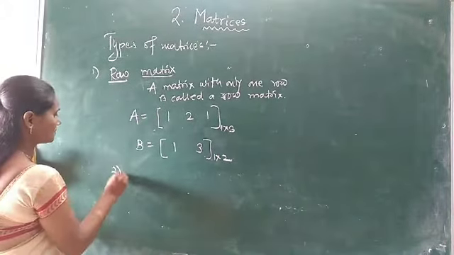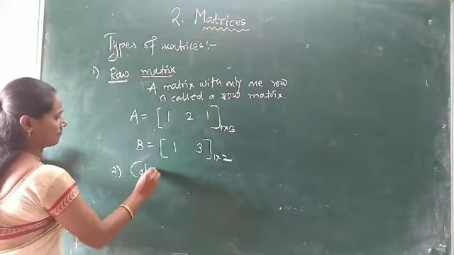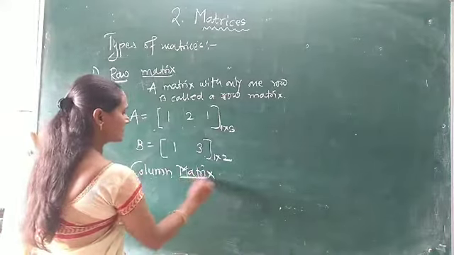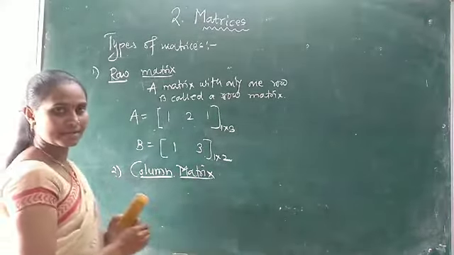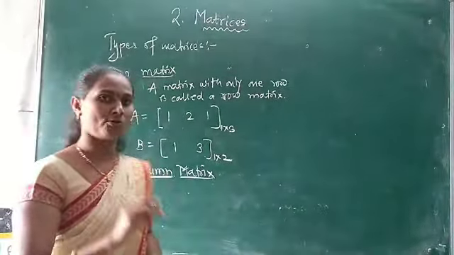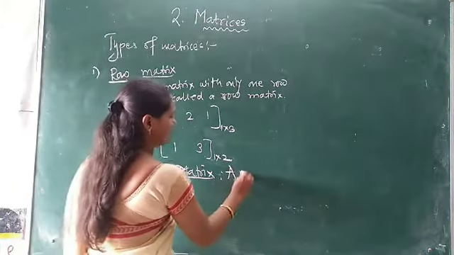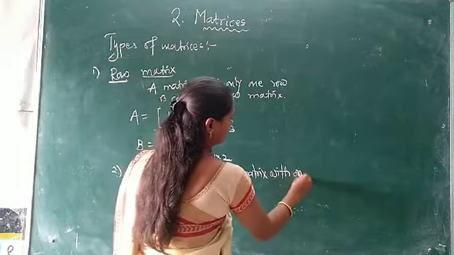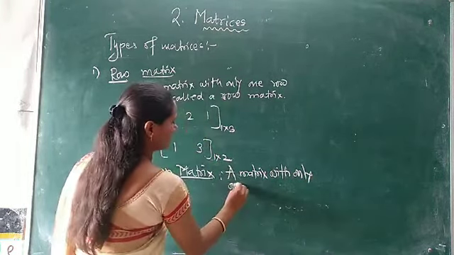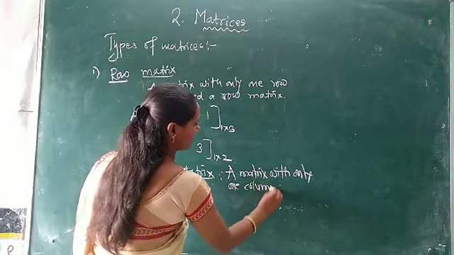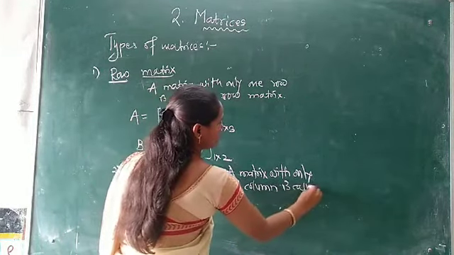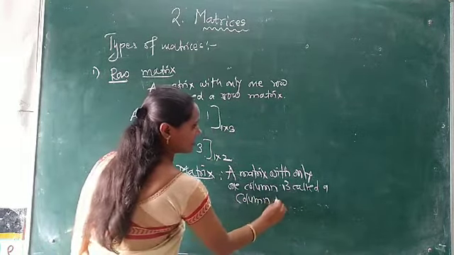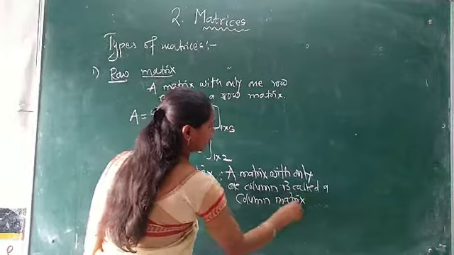Now, second, the column matrix. What is meant by a column matrix? A matrix with only one column is called a column matrix.